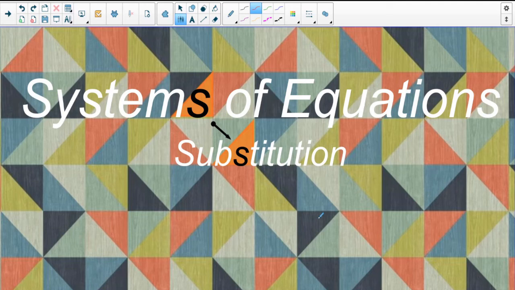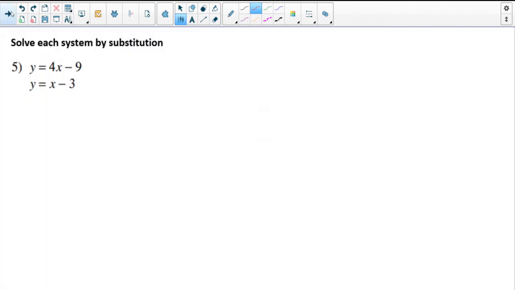This is systems of equations, but with a different method of solving. So we can solve these through graphing or elimination. We can also solve these through substitution, which works every single time. So what I mean by substitution is I'm just trying to solve one of these for one variable. These are both already solved for y, and then plug it back in to the other equation.